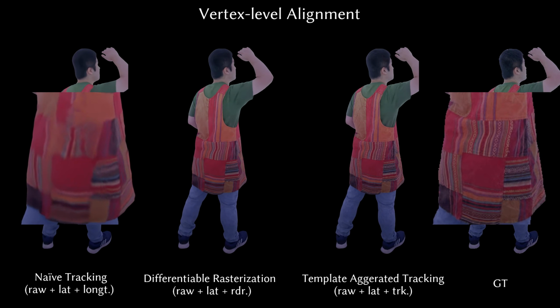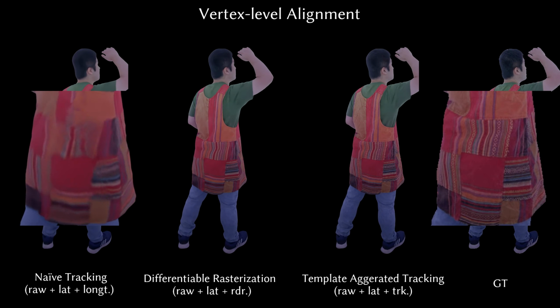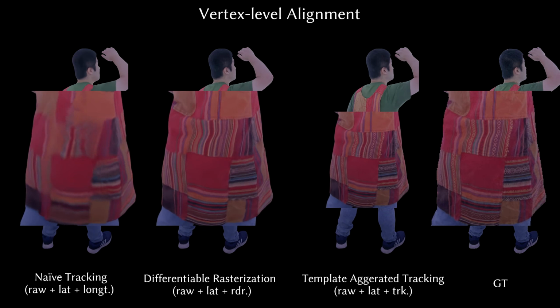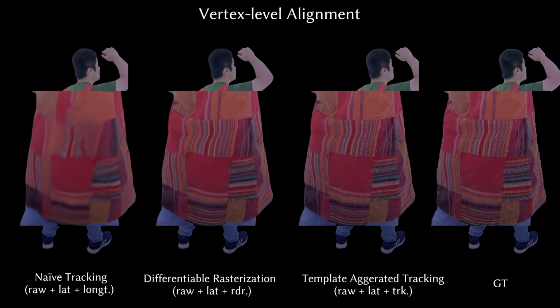Simply applying a point tracker, however, leads to even blurrier results because of accumulated tracking errors. While differentiable rasterization provides slight improvements, it still struggles with the highly diversified shading variations. Our method overcomes these issues by coupling a foundational point tracker with a deformable template.